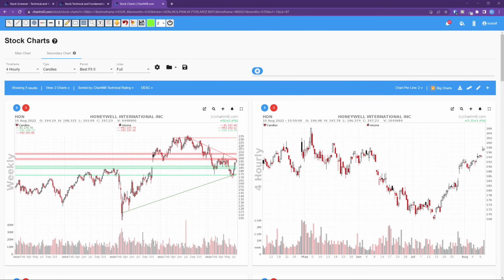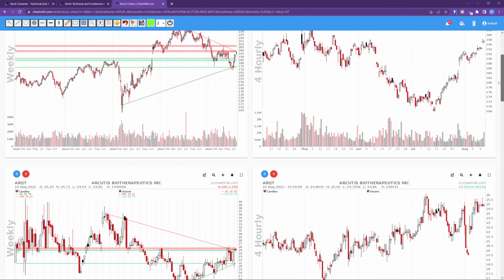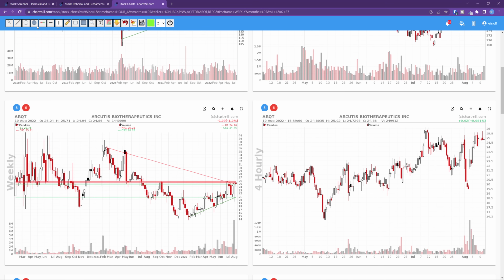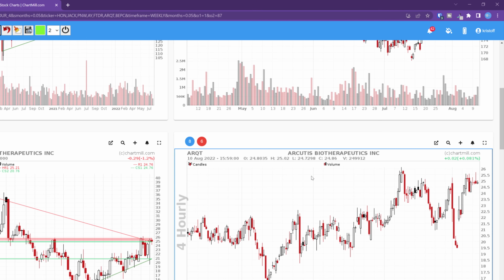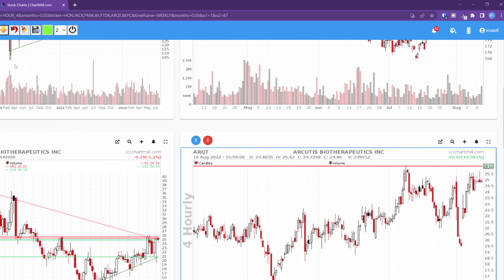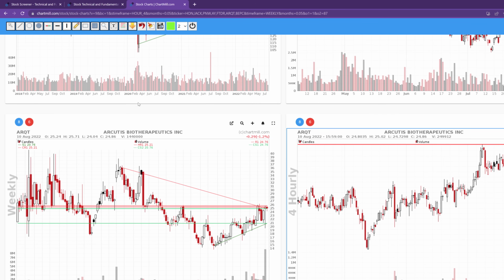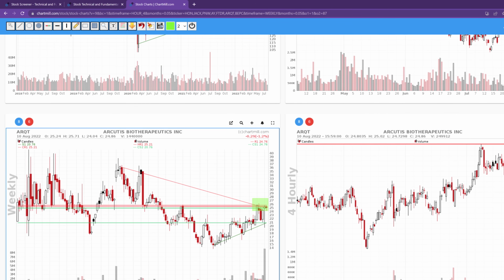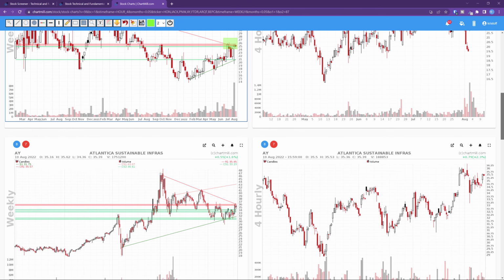From this selection I have currently retained ARQT and Front Door. If ARQT can close above this horizontal line on the 4-hour chart, an important resistance level on the weekly time frame has been breached, and we may be off for further upward movement with $35 as the first target.